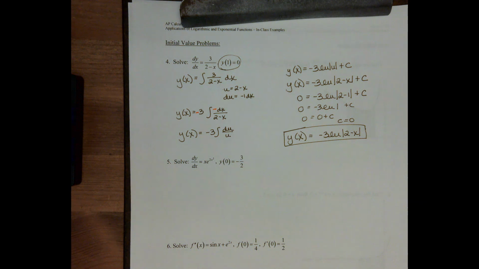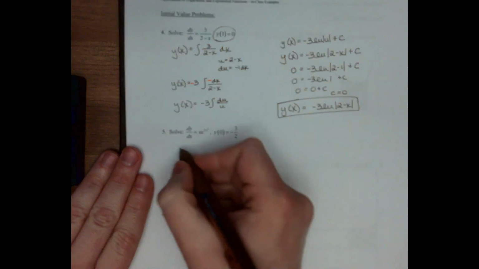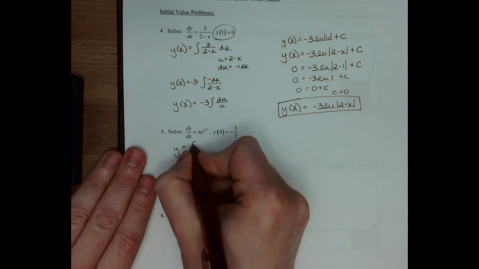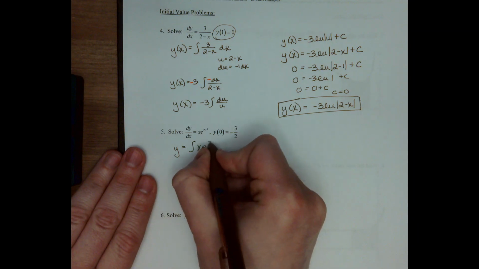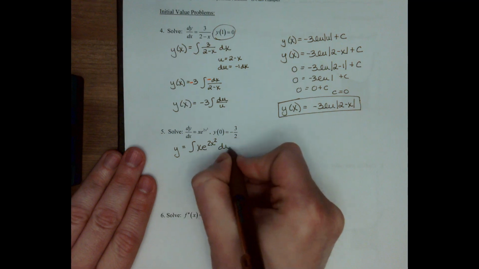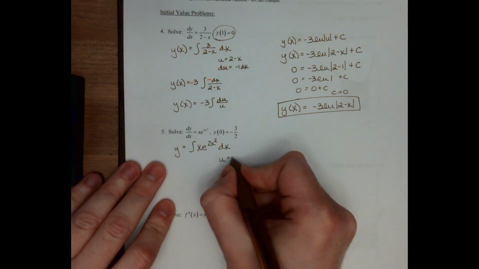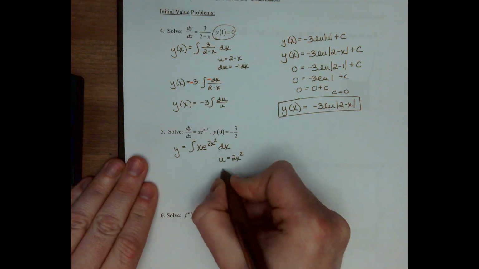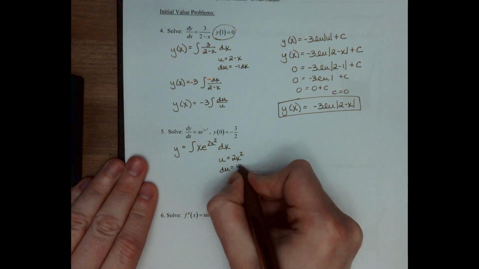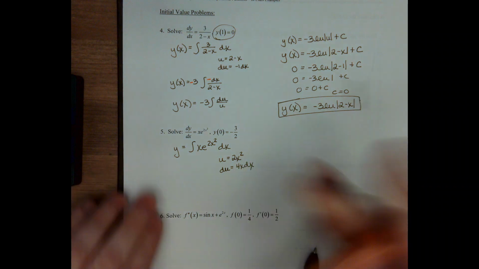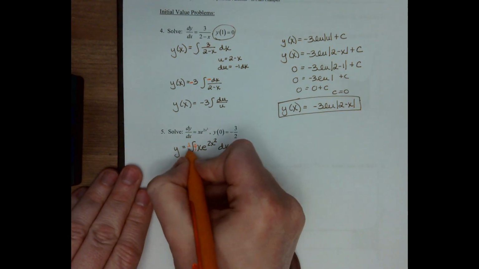In number 5, solve that differential equation. We're going to get y equals the integral of x e to the 2x squared dx. I think you could probably go figure out your general solution. So go do that. I hope you realize we have to do a u substitution. U equals 2x squared. Du equals 4x dx. So 4 in, 1/4 out.